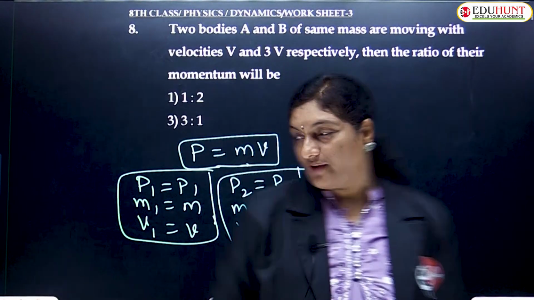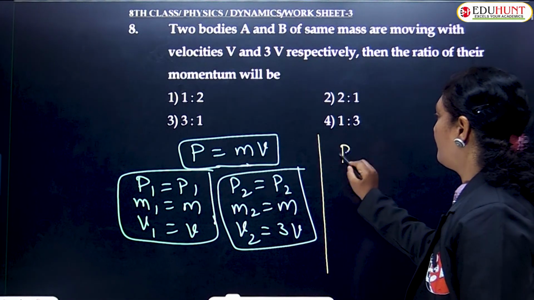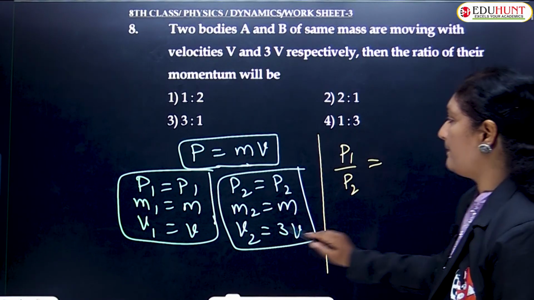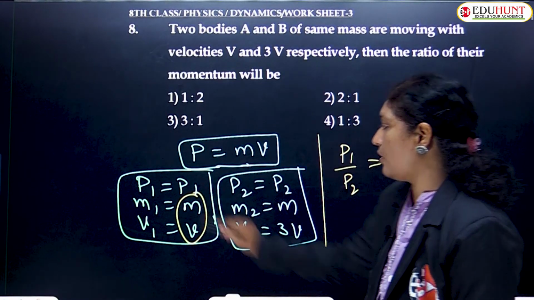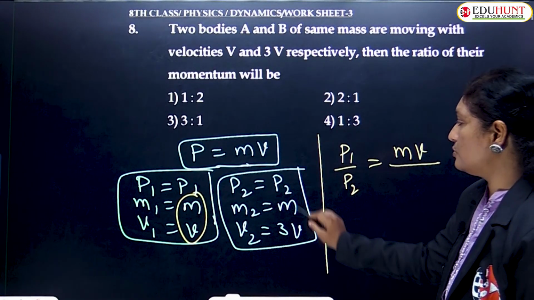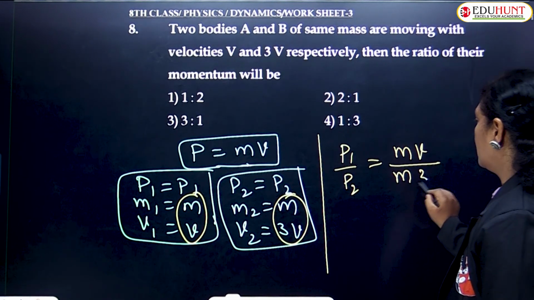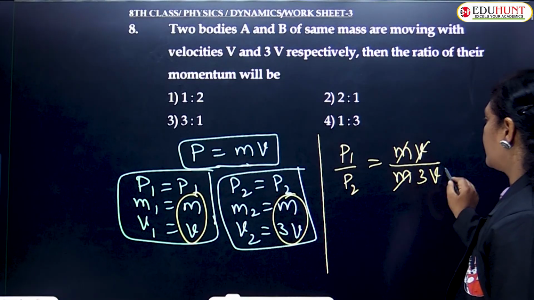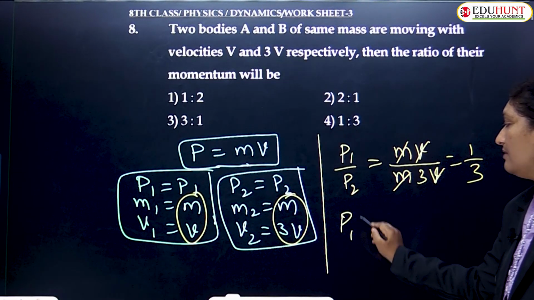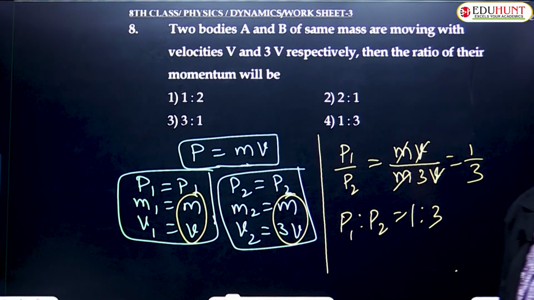Now you are asked to find the ratio of the two. The ratio of the two is nothing but P1 by P2. What is the value of P1, children? P1 means mass into velocity, so M V upon. What is P2? P2 means mass into velocity of the second body. How much? M into 3V. M gets cancelled, V gets cancelled. So the answer is 1 by 3. Therefore, P1 is to P2 is equal to 1 is to 3.